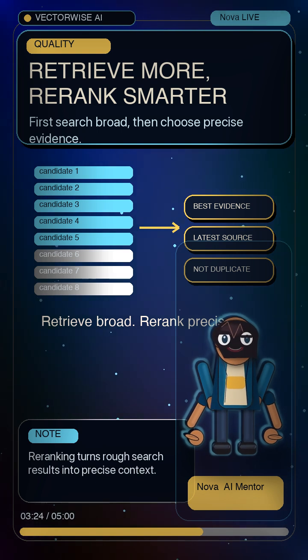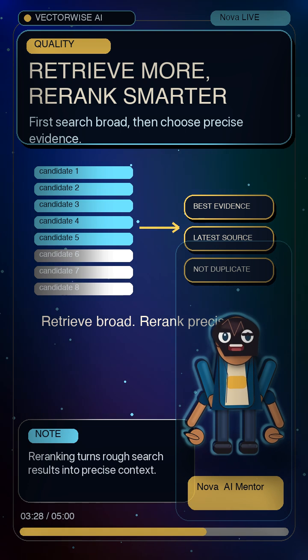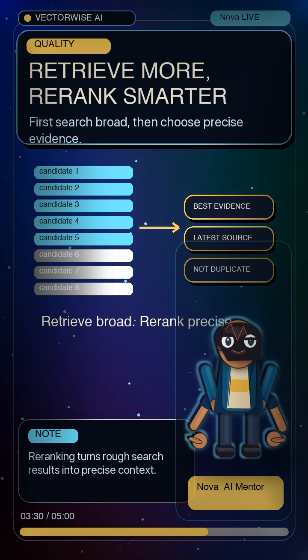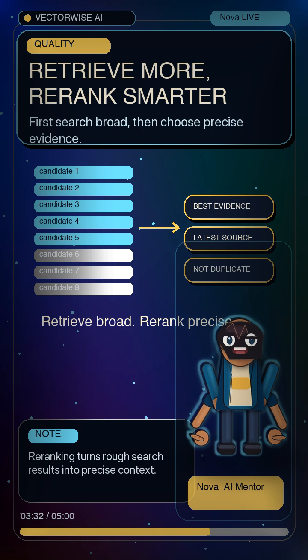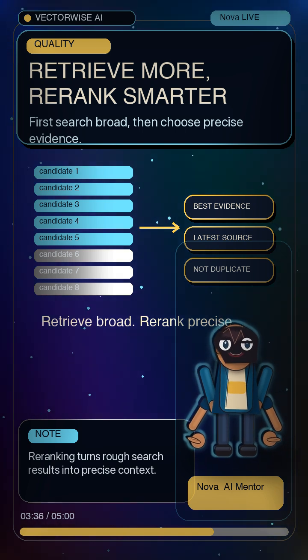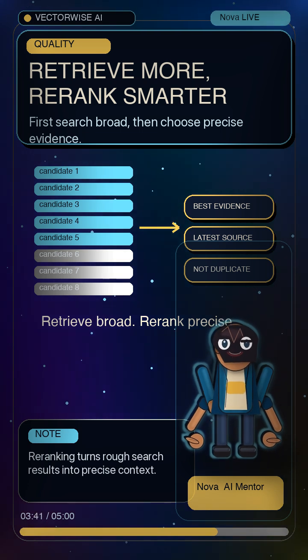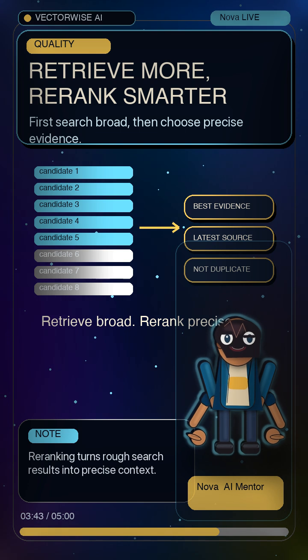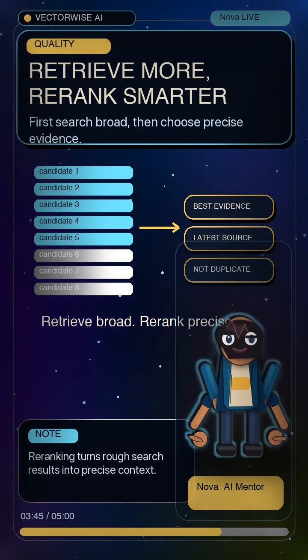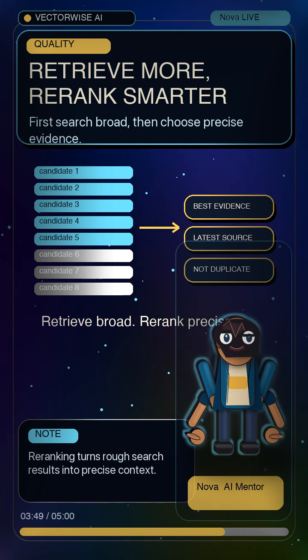A real RAG system also needs evaluation. Test questions with known answers. Measure whether retrieval found the right chunk, whether the answer was grounded, whether citations were correct, and whether the response was helpful. If the answer is bad, diagnose the layer. Was the document missing? Was chunking bad? Did retrieval miss? Did re-ranking choose the wrong evidence? Or did the prompt allow guessing?